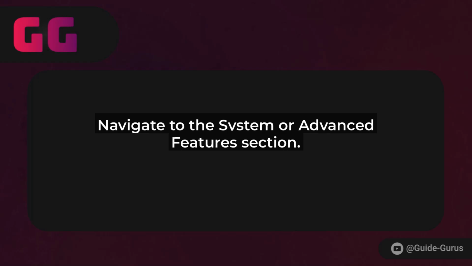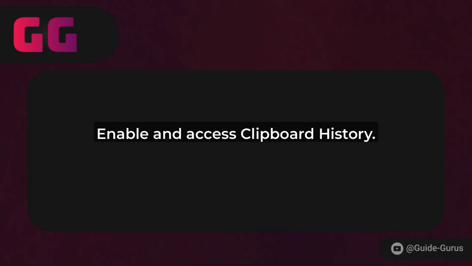Step 1. Open your Settings app. You can find it on your home screen or by swiping down from the top and tapping the gear icon. Once you're in Settings, scroll down and tap on System or Advanced Features, depending on your device manufacturer, like Samsung or Google Pixel.